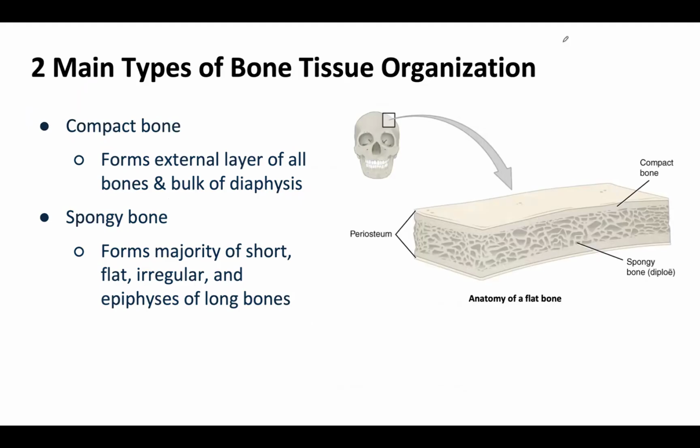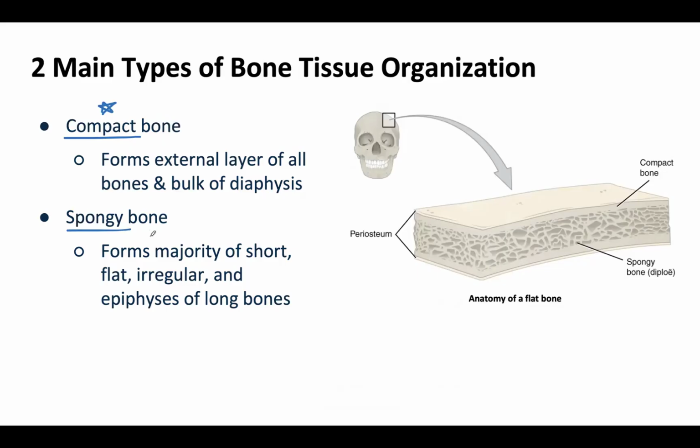So there are two main types of bone tissue organization. We are going to have compact and we are going to have spongy bone. And when we think of bone, we are usually thinking of compact bone. That is the type of bone that is visible because it forms the external layer of all bones. It also forms the bulk of the diaphysis or the bodies of the long bones. And it's called compact because it doesn't look like it has any spaces and the bone is compactly organized.